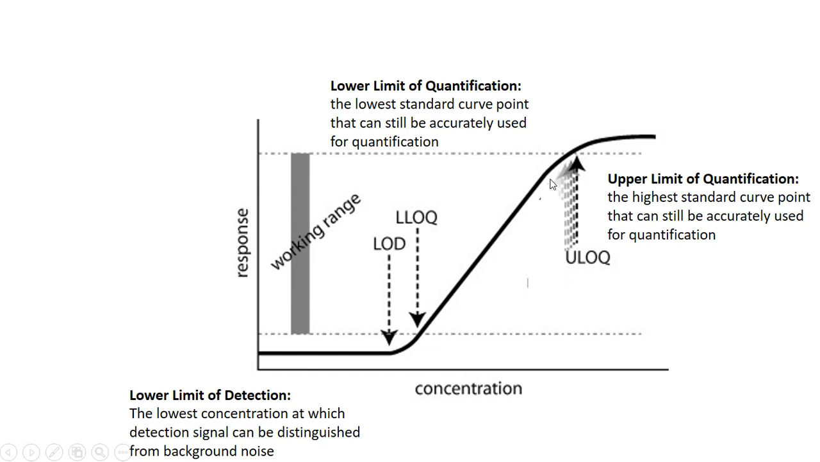The other terminology is the upper limit of quantification, okay? So once you get to the end of the linear part of your standard curve, after that point you can't rely on getting an accurate reading. So the upper limit of quantification is the highest point in the standard curve that can still be accurately used for quantification. Okay, so if I get an absorbance up here, say for instance, and I want to determine the concentration, I go across, I can't get an accurate value.